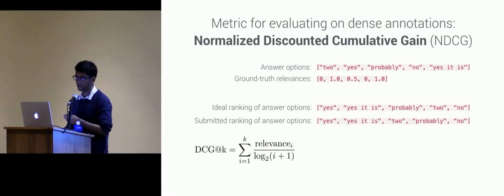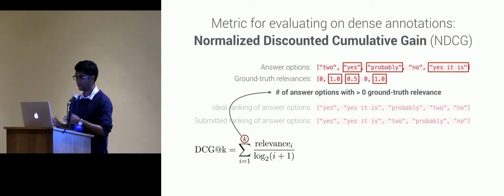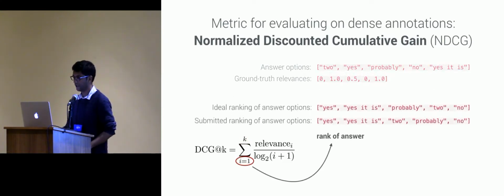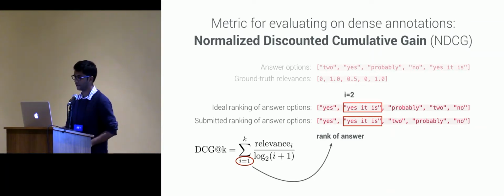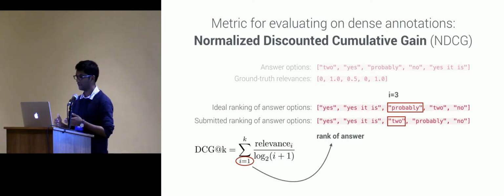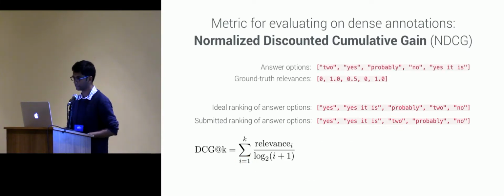So I'm going to walk you through an example of how NDCG is computed. We first iterate over all the answers with non-zero relevance scores. For example, here, K would be 3. K is the number of answers with non-zero relevance scores. I iterates over the rank of the answer. So here, I equals 1 would mean the answer yes. I equals 2 would be the answer yes it is for both of them. And I equals 3 would be the answer probably for the ideal ranking, and 2 for the submitted ranking.